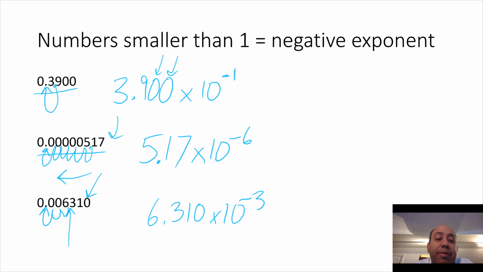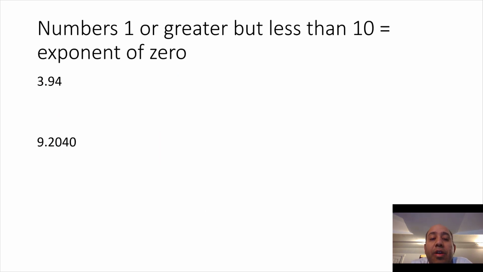Okay, last examples here. Numbers 1 or greater but less than 10 always have an exponent of 0. So you see that this number is already between 1 and 10, 3.94. So you just put a 0 on it. It doesn't seem like this would be a more efficient way to write this number, but on the quiz there may be one that's like this. So you just have to recognize, oh, okay, it's already between 1 and 10. I don't really need to change anything. I'm just going to add 10 to the 0 to it. So please go ahead and try this next one. You can pause the video.